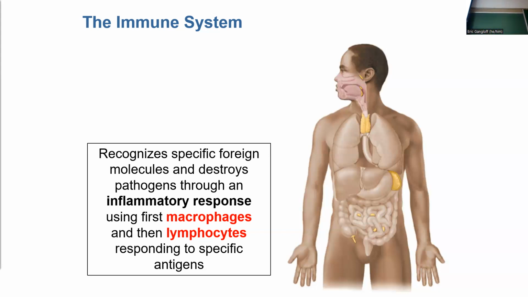There's two different primary kinds of immune cells we talk about. One is called a macrophage and the other is called a lymphocyte. Macrophages are more generalist, whereas lymphocytes are developed in such a way that they target specific types of invaders.